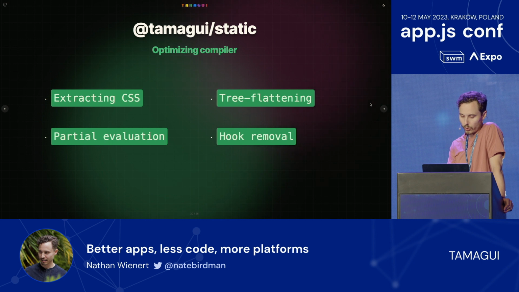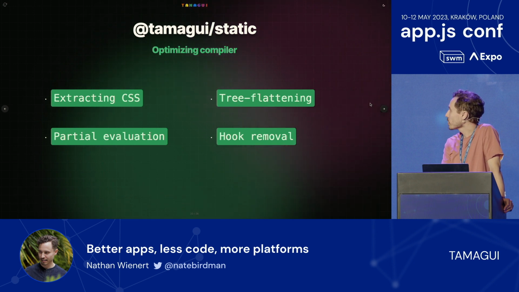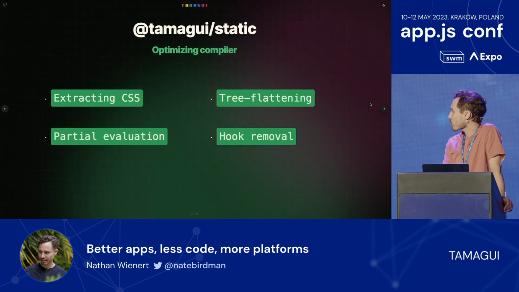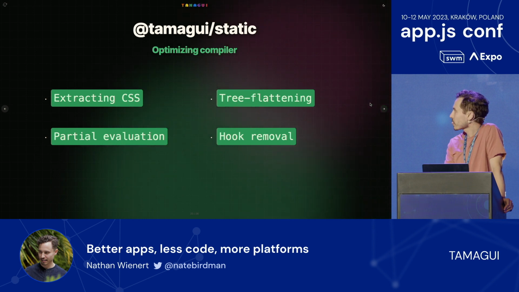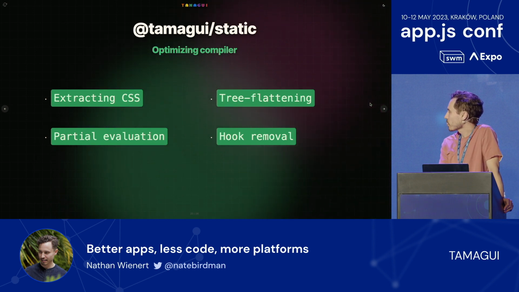OK, and so then on to the cool part, the optimizing compiler. Tamagui static does 4 different things to optimize your apps. The basic thing is to extract CSS at build time. And then tree flattening, which I will explain in a second, which actually works alongside partial evaluation.